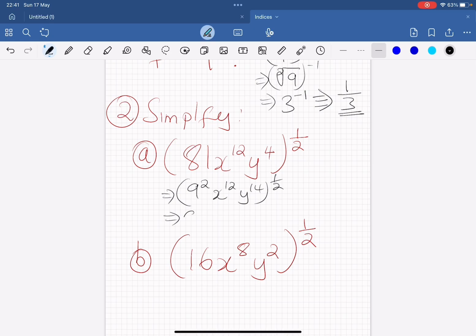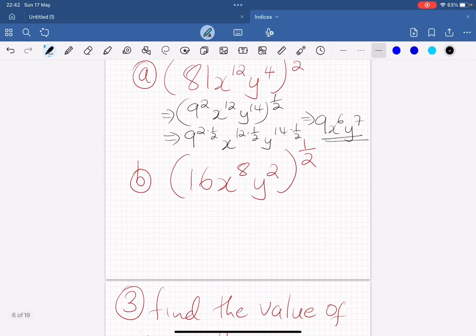Now, distributing the half, this is going to be 2 by half, and then 12 by half, 14 by half, all of which would be, 2 by half is 1, so it's more like 9 to the power of 1, which is just 9. And then 12 times half is 6, therefore it's x to the power 6. And then 14 by half is 7, therefore it's y to the power 7.